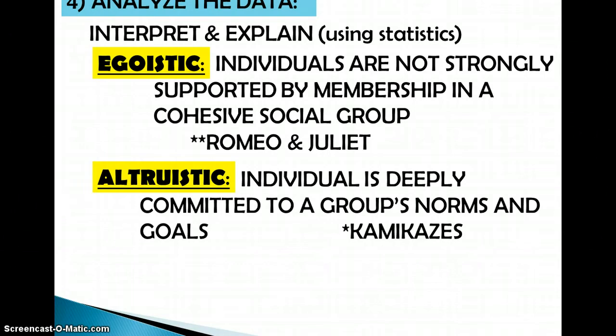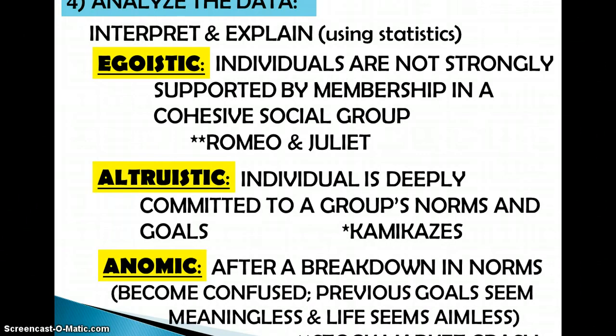Altruistic suicide is the second kind of suicide that Durkheim came up with in his analysis. And this is where individuals are completely opposite of egoistic. They are deeply committed to a group and their ideas. So the kamikaze pilots of Japan knew that they were on a suicide mission when they were flying their planes into the buildings and targets, but they were doing it for a cause, for Japan to win. And the third type of suicide that Durkheim came up with was anomic. And this comes down to there's a breakdown in your normal day-to-day routines. You become confused.